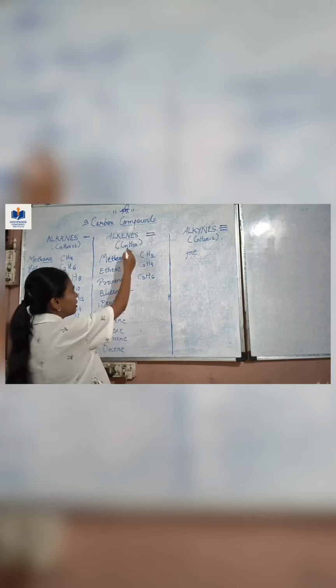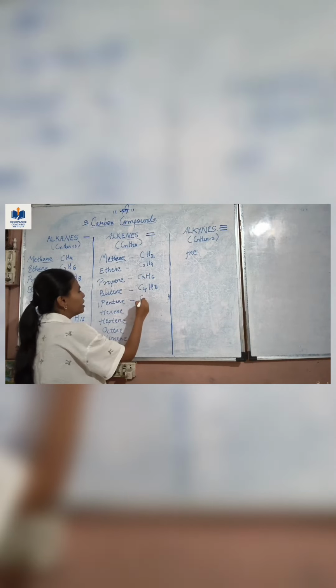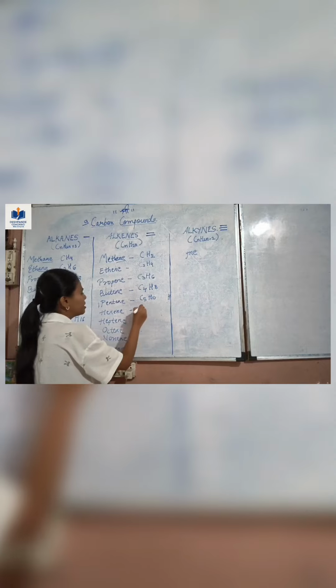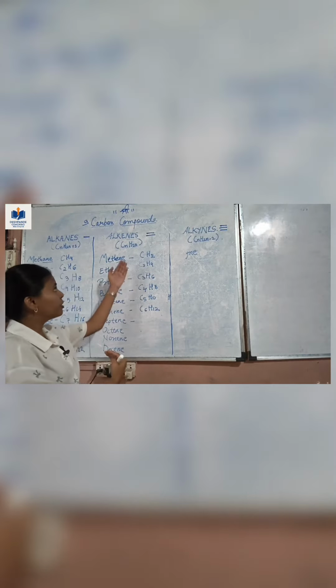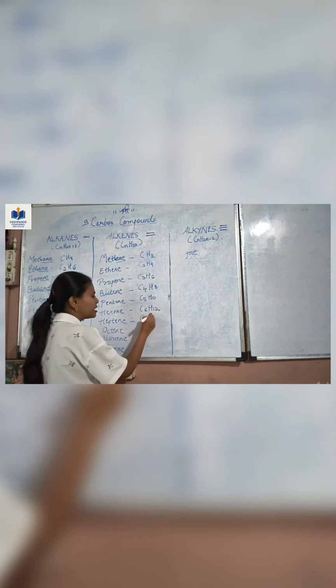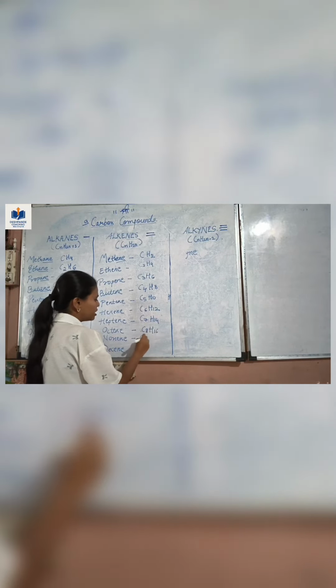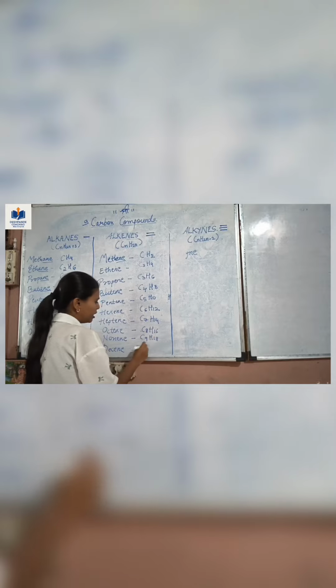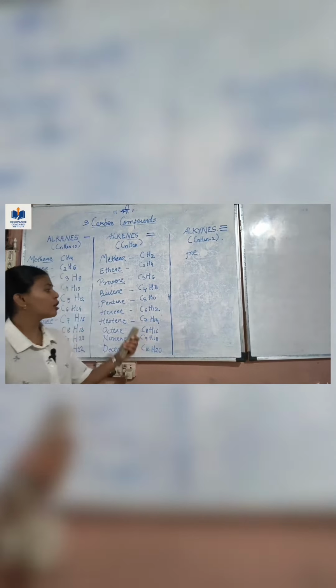For butene, we have to put n is equal to 4. So 2 into 4 is 8, C4H8. For pentene, it is C5H10. Hexene, C6H12. You can see it's very easy to write a molecular formula if we remember the main formula. For heptene, it is C7H14. Octene, C8H16. Nonene, C9H18. And dekene, C10H20. So these were the 10 members of the alkene family.